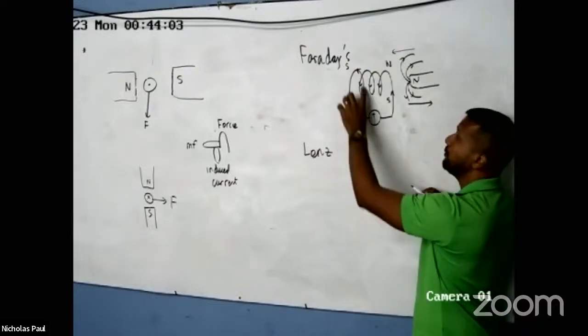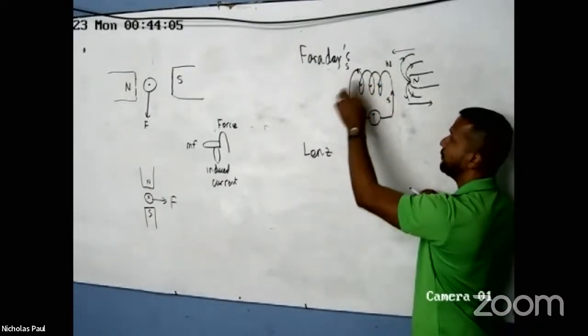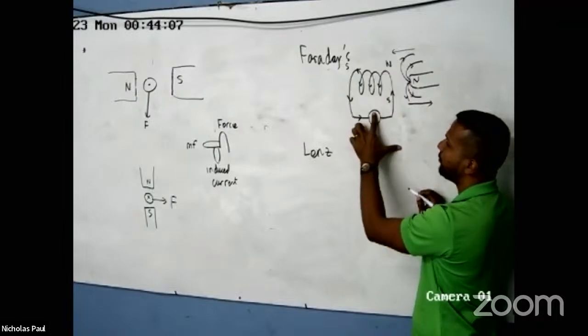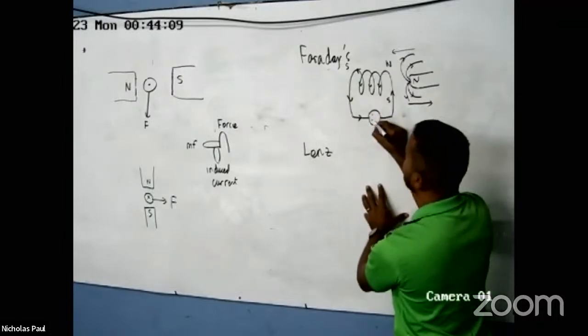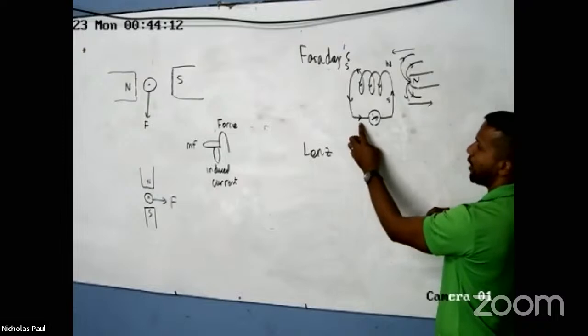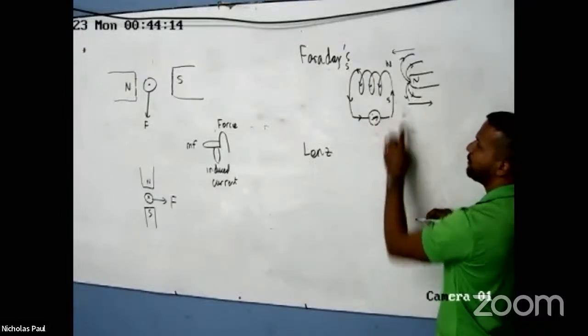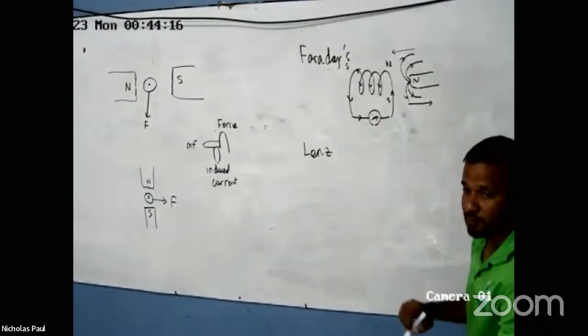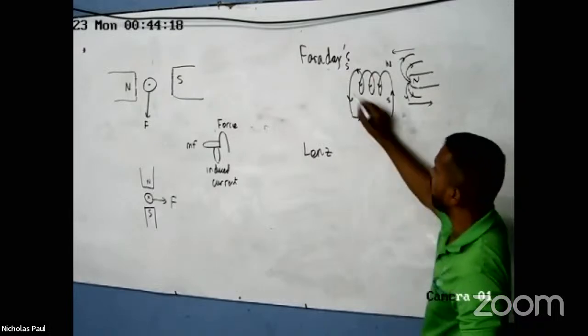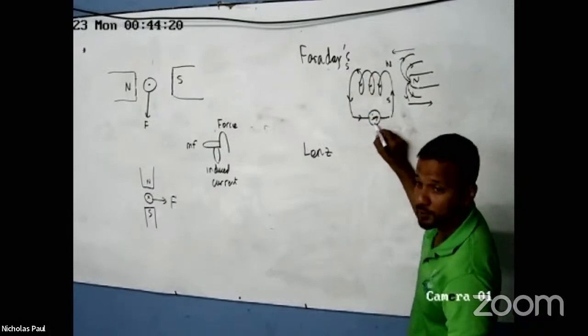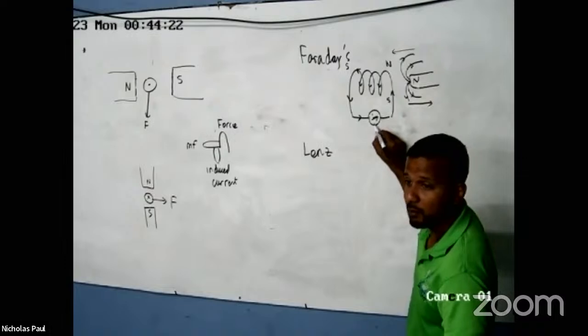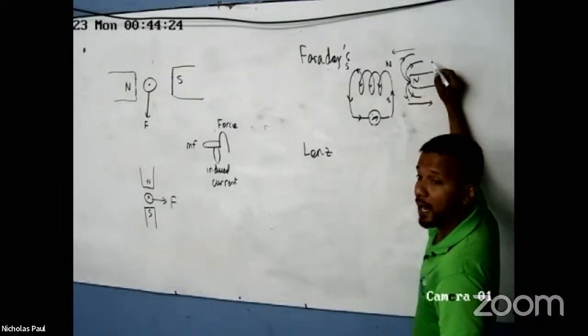That's okay? Coming out and then going in. And the galvanometer will follow it. So the galvanometer, the arrow here, will follow the direction of the current. So if the current is going this way, the galvanometer goes that way. Okay? What will happen, Arya?